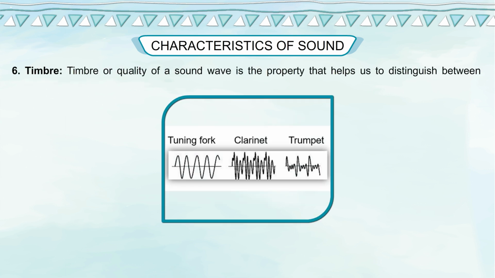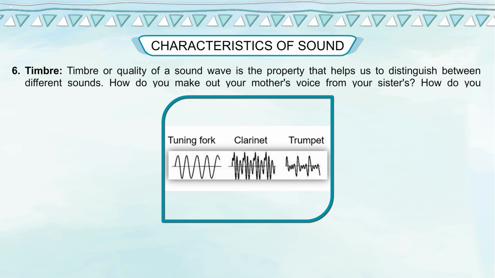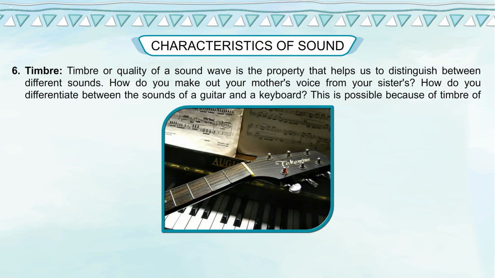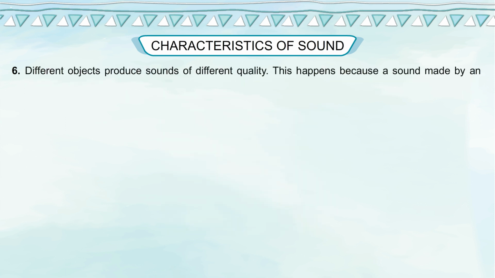Timbre. Timbre or quality of a sound wave is the property that helps us to distinguish between different sounds. How do you make out your mother's voice from your sister's? How do you differentiate between the sounds of a guitar and a keyboard? This is possible because of the timbre of the sound.